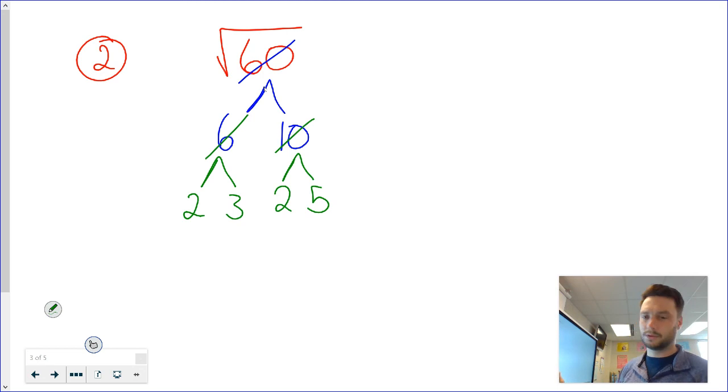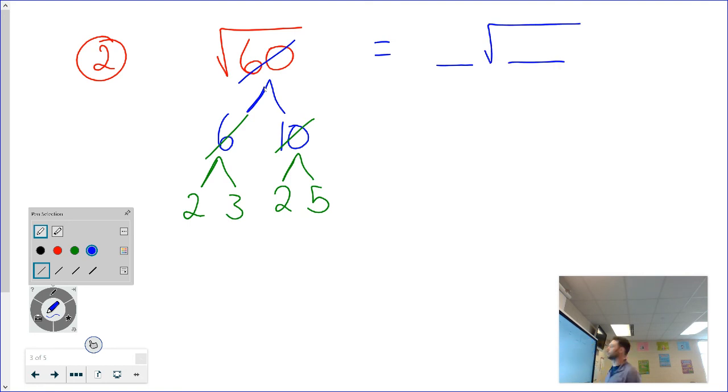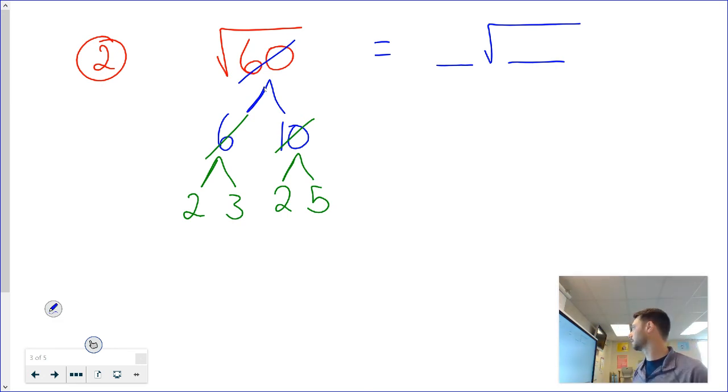And now I have a 2 that's prime, can't break down. 3 that's prime, can't break down. 2 that's prime, can't break down. And 5 that's prime, it can't break down. Okay, nice. So we have our stuff. So now we're going to say, hey, what comes out front? What are some pairs? And what's left over inside? What doesn't have pairs? What doesn't have a friend to get out of jail with?